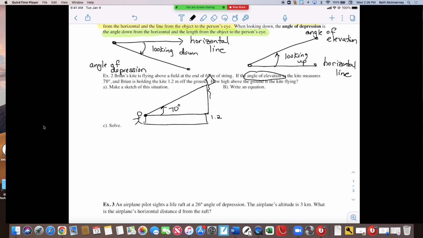And it says Brian's kite is flying above a field at the end of a 65-meter string. Where am I going to put the 65? On the hypotenuse, because it's the string, right? So here's a decent looking sketch. Now, I'm going to find x first. Okay, I'm going to find x, but x is not the answer to the question. But x is going to help me find the answer to the question.